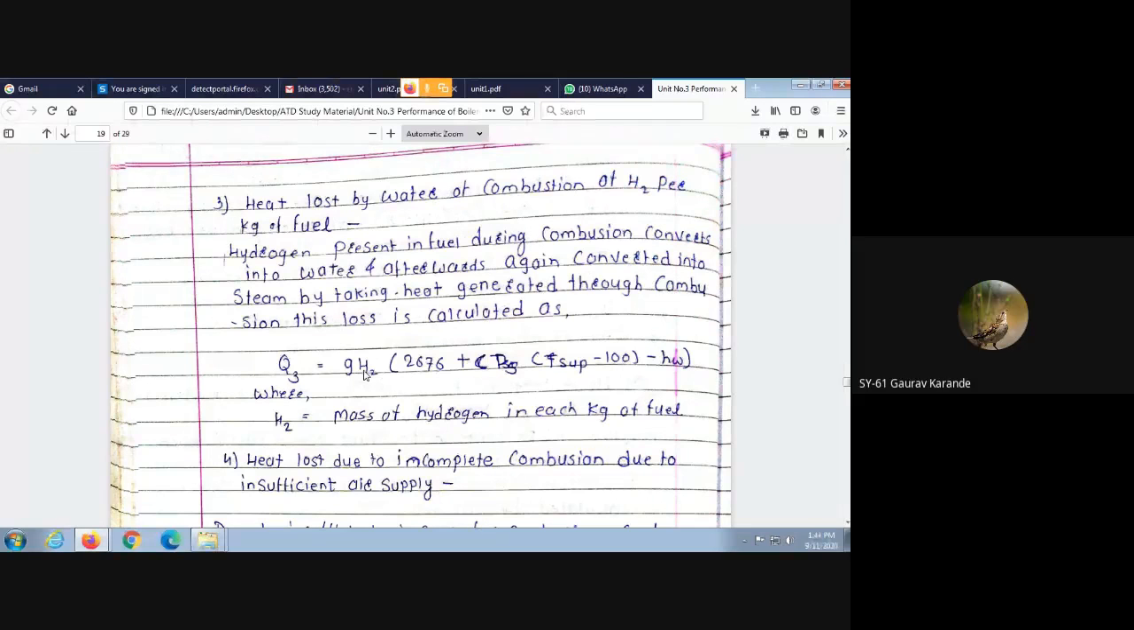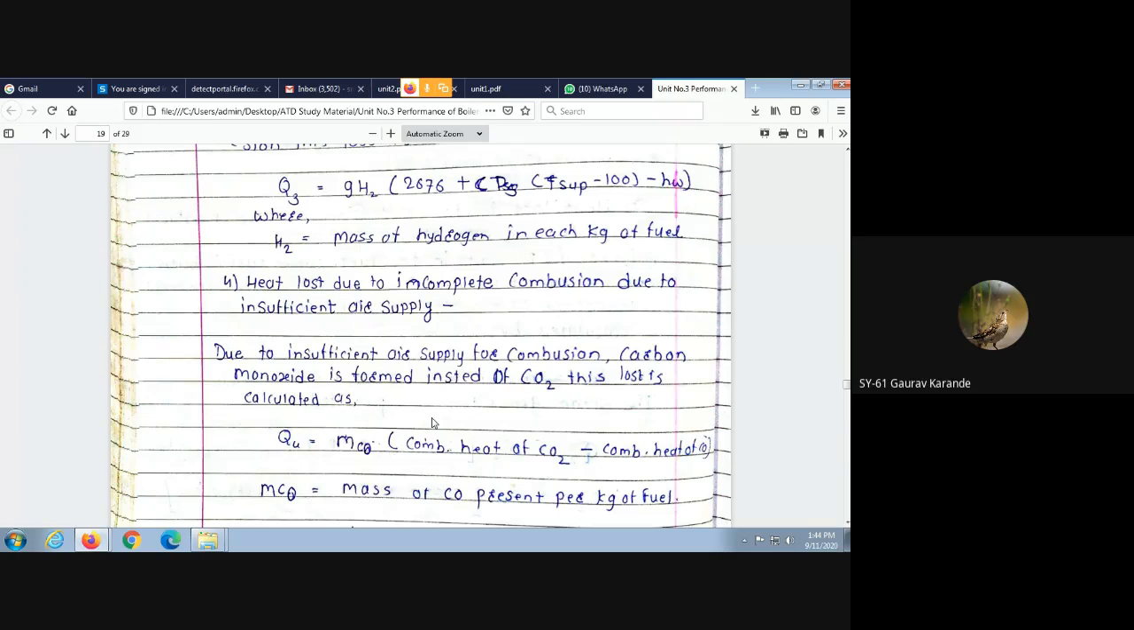Fourth loss, heat loss due to incomplete combustion due to insufficient air supply. Due to insufficient air supply, combustion of carbon forms carbon monoxide instead of CO2. The combustion heat of CO is less than the heat of CO2. This loss can be calculated as Q4 is equal to MCO times (combustion heat of CO2 minus combustion heat of CO), where MCO is the mass of CO present per kg of fuel.